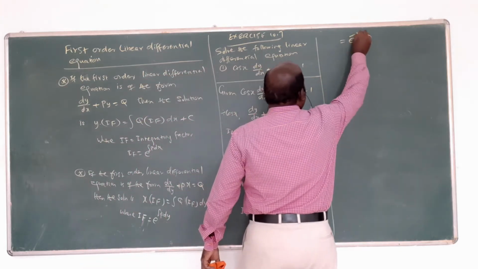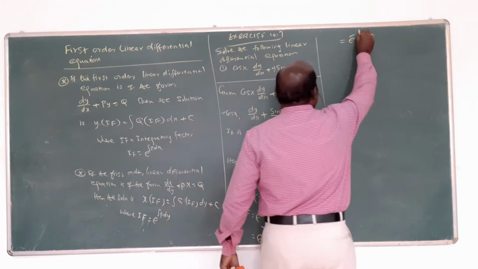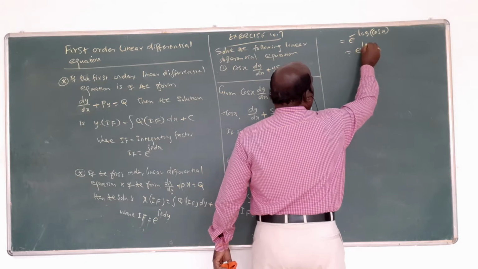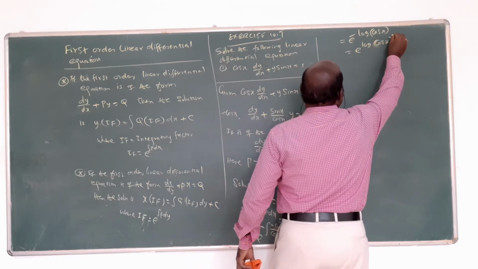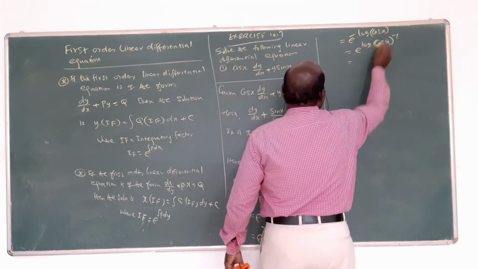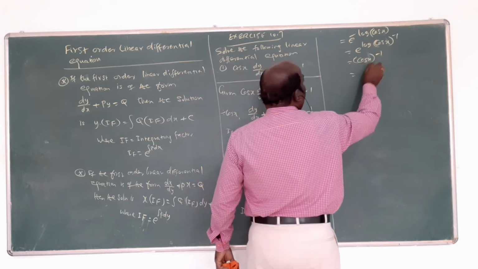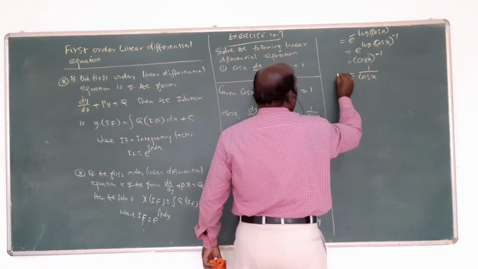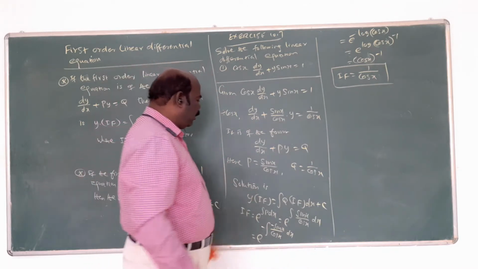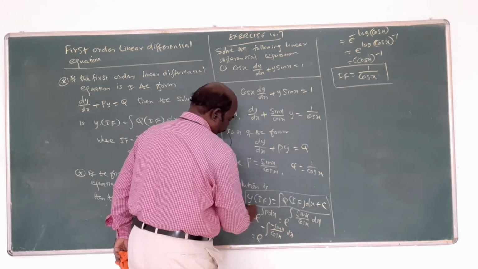Now e power minus integral, with denominator cos x and numerator minus sin x, gives log of cos x. We don't want e and log, so it is e power log of cos x whole power minus 1. Now e and log cancel, and we get the answer cos x inverse. Cos x whole inverse means 1 by cos x. This is called IF. So I have found IF, now substitute here. Put the box clearly.